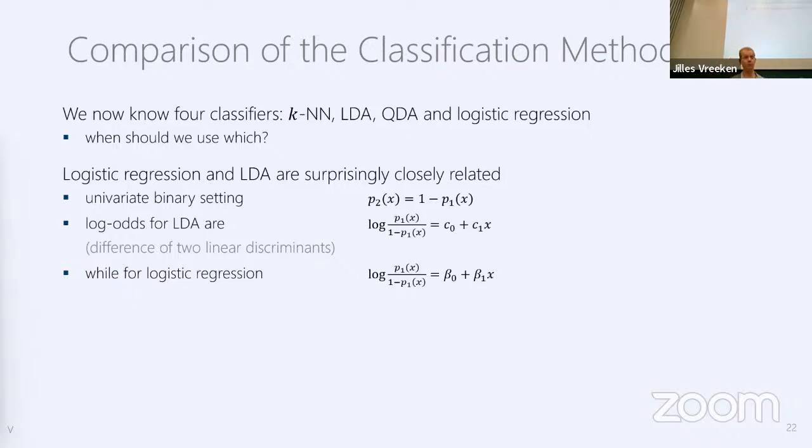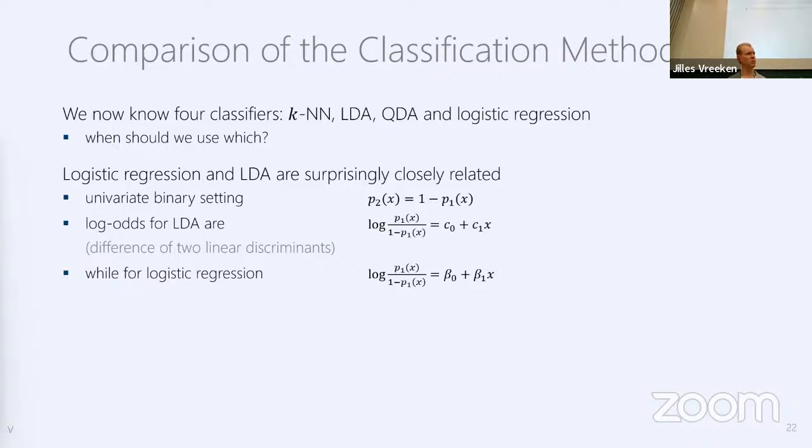Logistic regression loves linear because it's essentially linear regression under the hood. Now, there's, of course, a bit of a difference between logistic regression and LDA, but at the same time, they're almost joined at the hip. If you just look at the simple binary setting, then of course the probability for class 2 is 1 minus the probability for class 1. If we focus on that and look at the log odds, in this particular case for LDA it's the difference of the two discriminants, whereas for logistic regression, we have the two betas.